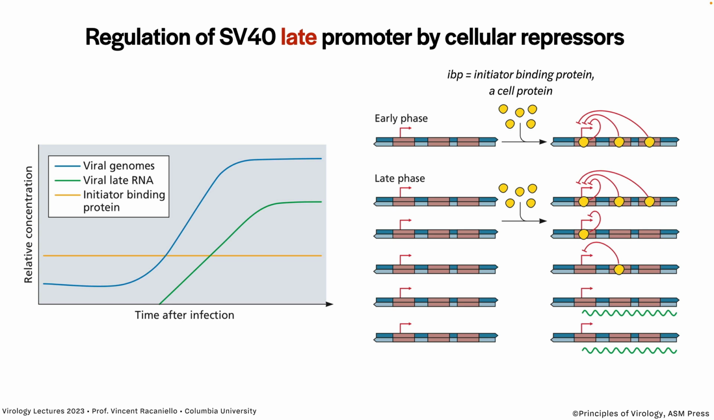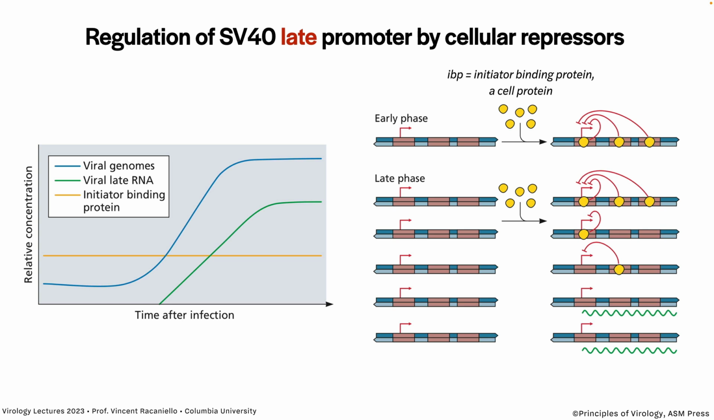So here on the left is a graph that shows you concentrations of viral genomes. In the early phase of infection, viral DNA concentration is low. We're making T antigen. And now, at a certain point, we can start to make DNA, and viral genomes reproduce. You can see they increase in number. And as the DNA synthesis begins, the late RNAs in green increase. So this is time after infection here. And key point, the initiator binding protein remains constant. So it's titrated out eventually by the increase in the number of viral DNA. So this is how DNA synthesis turns on the late promoter. It's going to be similar for the other viruses we talk about, although the mechanism is not as well developed as it is here for SV40.